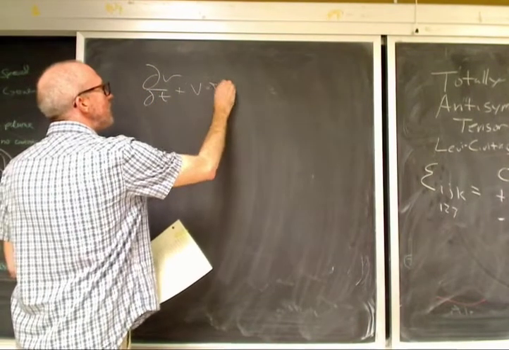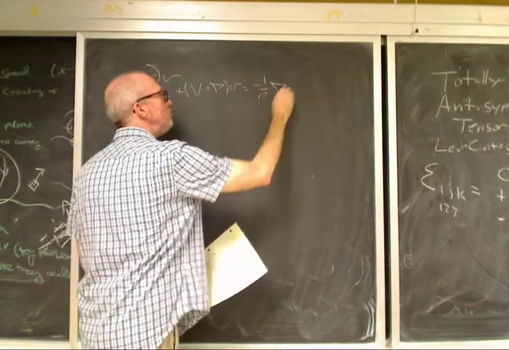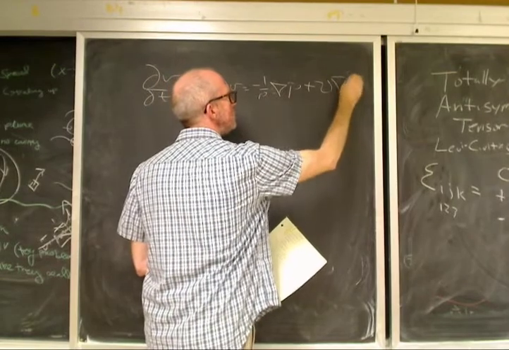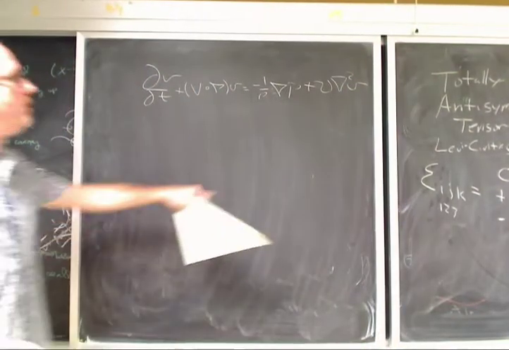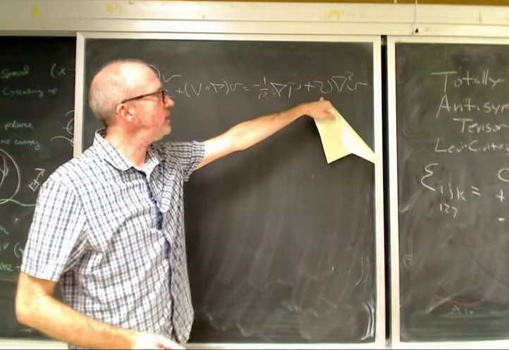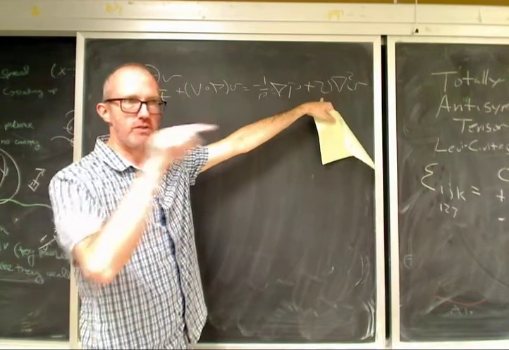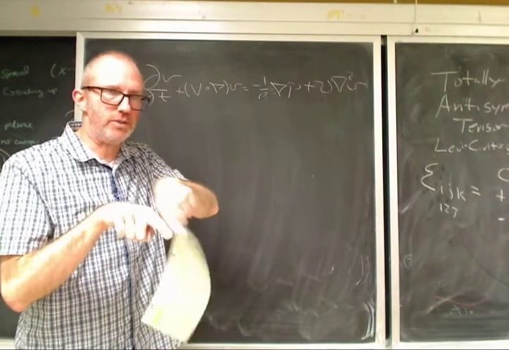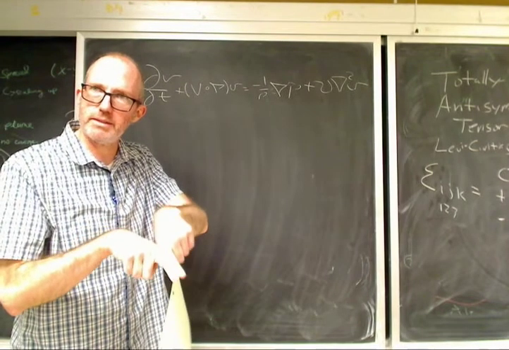plus v dot grad v equals -1 over rho grad p plus nu del squared v. So nu is how coupled together different streams of velocity are. So if I have a stream of velocity that's going this way, nu tells me how tightly coupled is the stream that's immediately next to it. Bigger nu, more coupling.